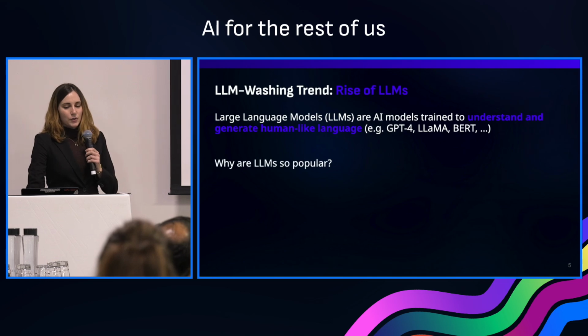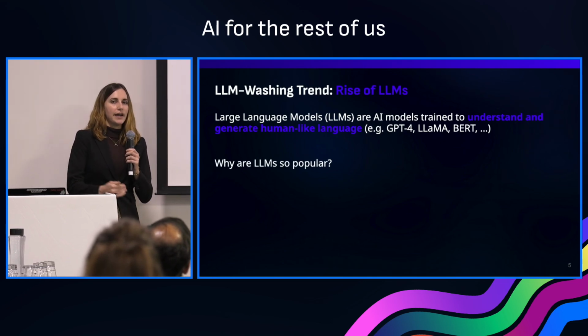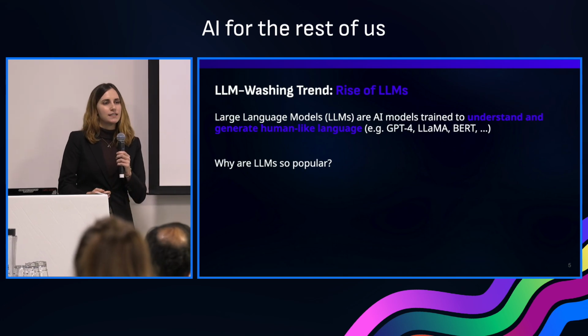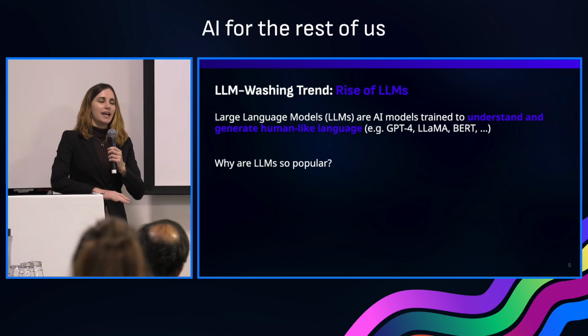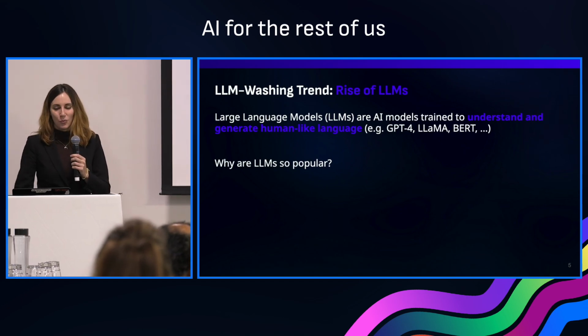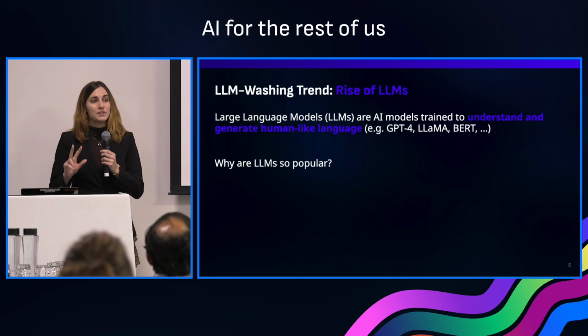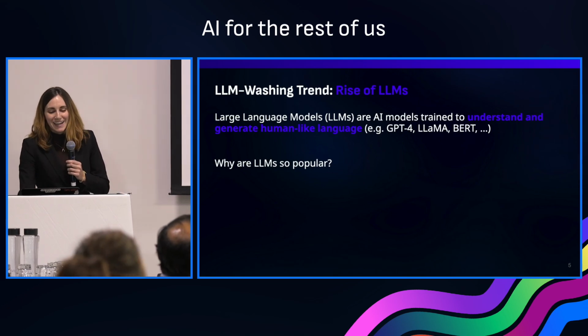The question is, why are LLMs actually so popular? AI has been a hype for some time, but since the advent of ChatGPT, LLMs are everywhere. Everyone is talking about LLMs. Everyone wants to use LLMs. Why is that actually the case? Here I have identified three reasons for that.